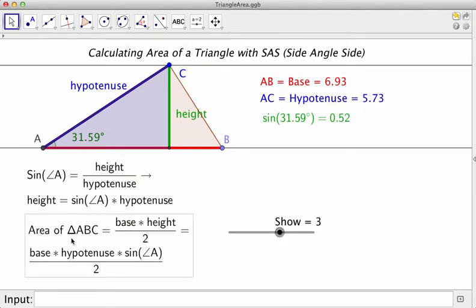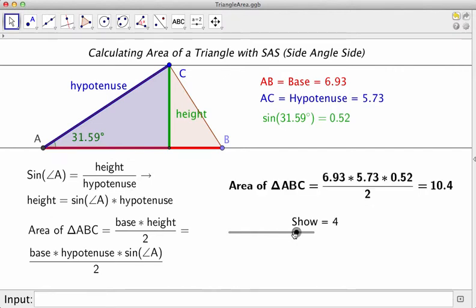What we can do then is go to the area formula for the triangle, which is base times height over 2. So red base times green height over 2. We can replace height with what we calculated up here, which is sine of angle A times hypotenuse. So now we have base times hypotenuse times sine of angle A. Now we change the order up here a little bit, but it doesn't really change anything. So we have the base, and then we have hypotenuse times the sine of angle A, which we said is equivalent to the height. So this gives us the area of this triangle.